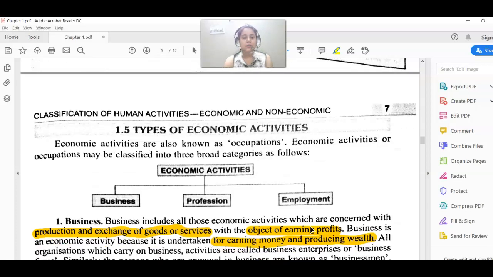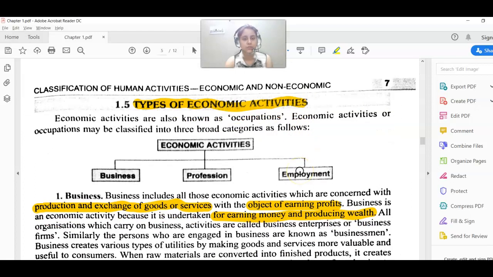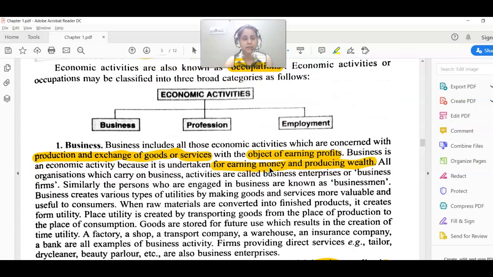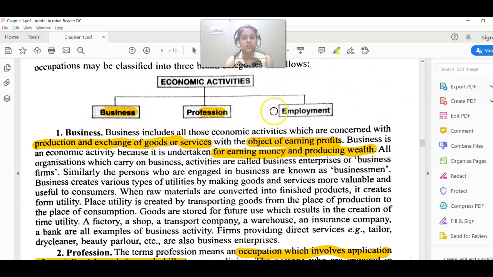Now, types of economic activity, again a very important topic. I'm telling you again and again about the whole chapter, it's very important. There's no topic you can leave out from this chapter. So economic activity, as I said, is also known as occupation, a very important line. Economic activities are broadly divided into three categories: business, profession, and employment.